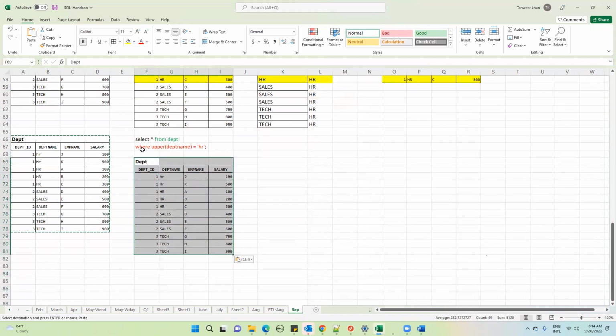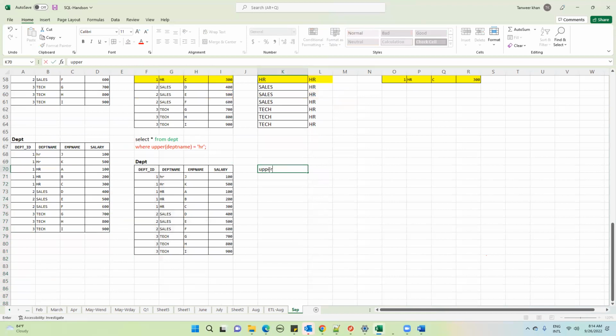From task is over. Then where you are telling the SQL engine to convert department name to uppercase. So the SQL engine will convert this first of all to uppercase.